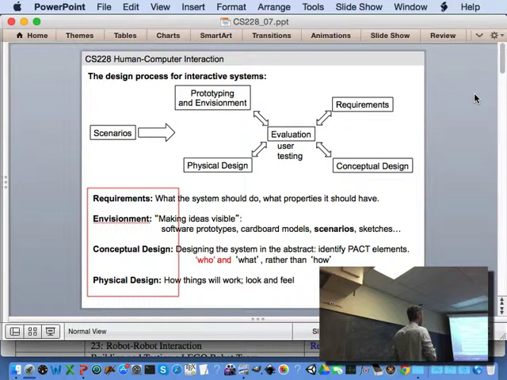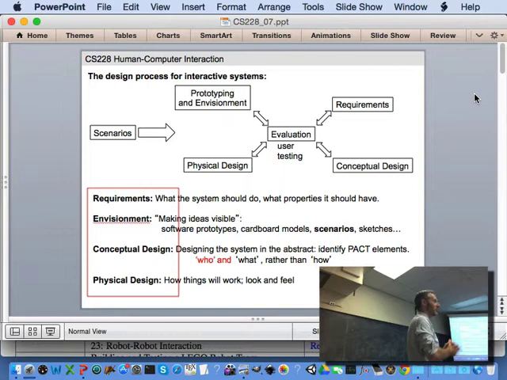Envisionment is this idea we're going to talk about in a moment about trying to make ideas visible. So in HCI, you often create very simple software prototypes. If it's something that has a physical component like Leap Motion or Google Glass, you might actually make simple physical models, maybe even just mock them up out of cardboard.